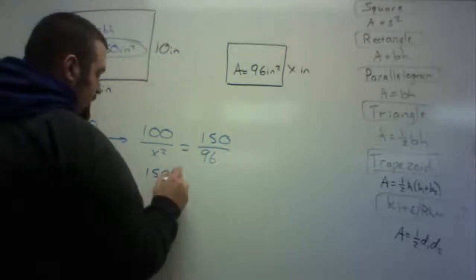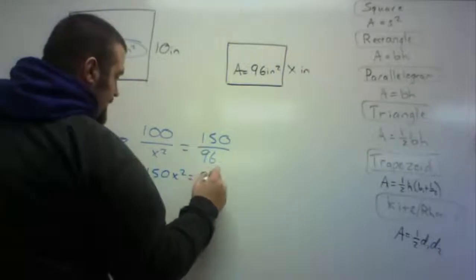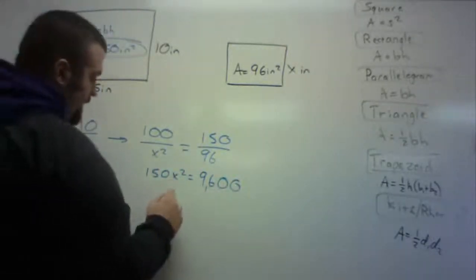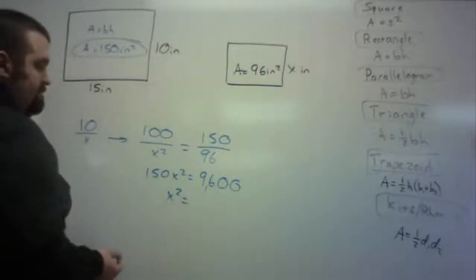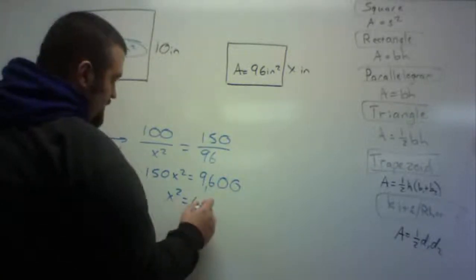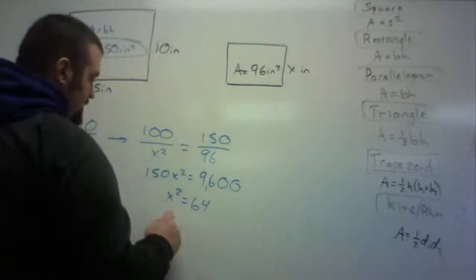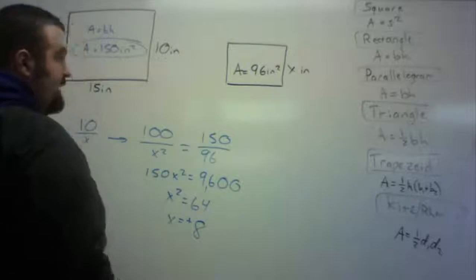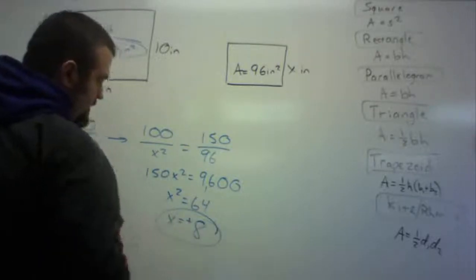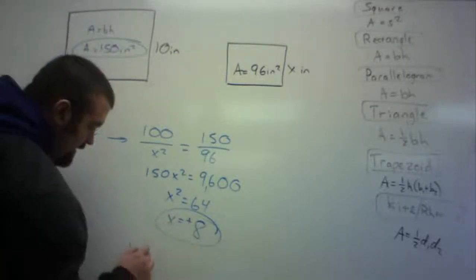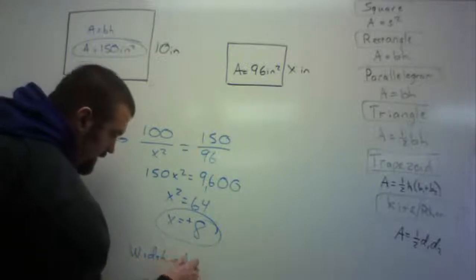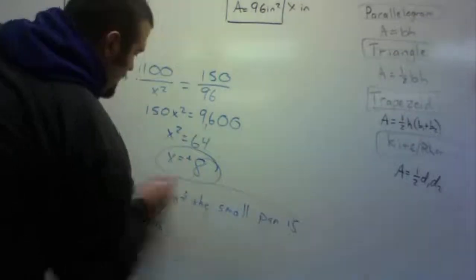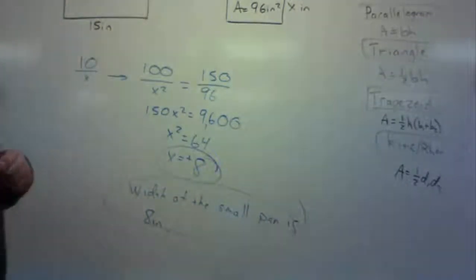150 x squared equals 9,600. Divide both sides by 150. 64. So x is plus or minus 8. However, the negative answer doesn't make sense, so x is 8. I would say the width of the small pan is 8 inches, and that would be my answer because it was a word problem.